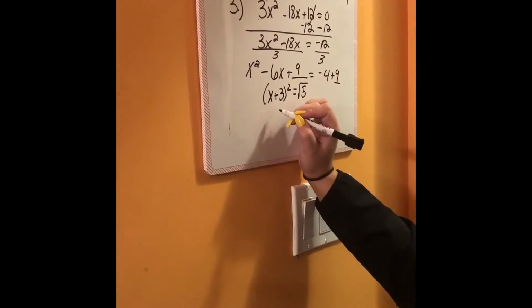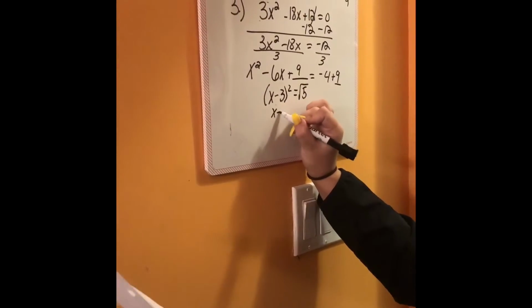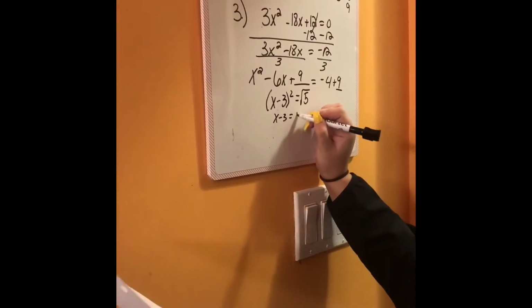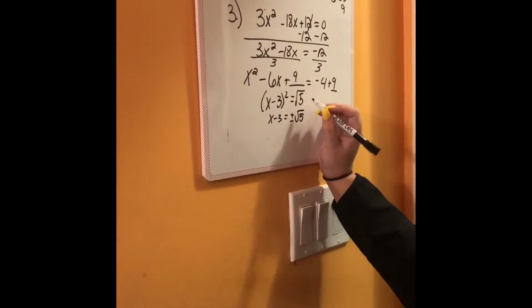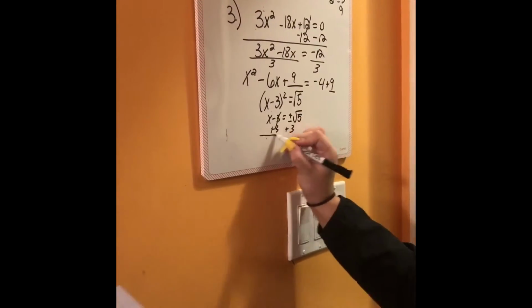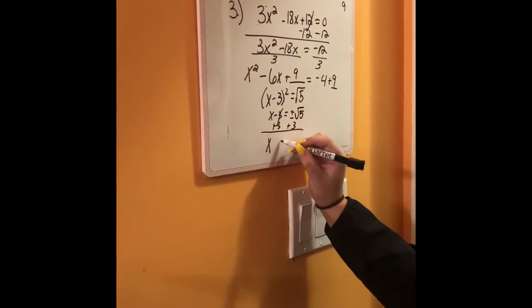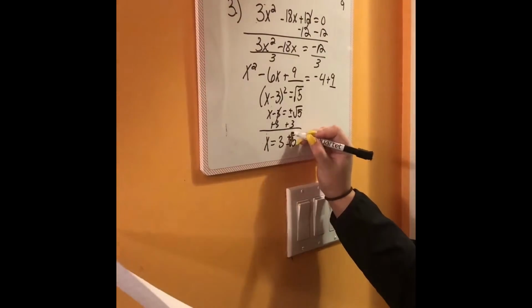And then the x minus 3 falls out of the parentheses and leaves you with x minus 3 plus or minus the square root of 5. And then you're gonna add 3 to both sides, which leaves you to x equals 3 plus or minus the square root of 5.